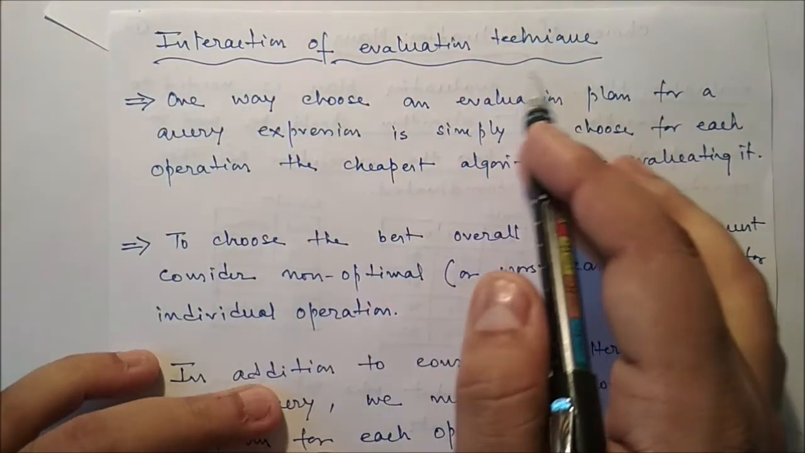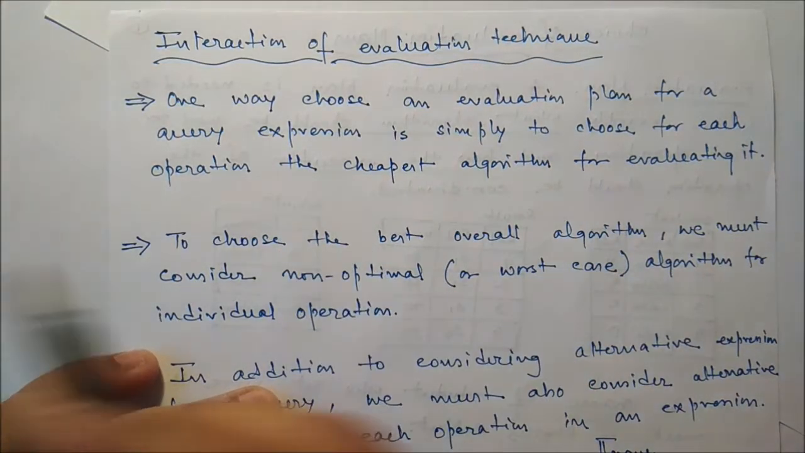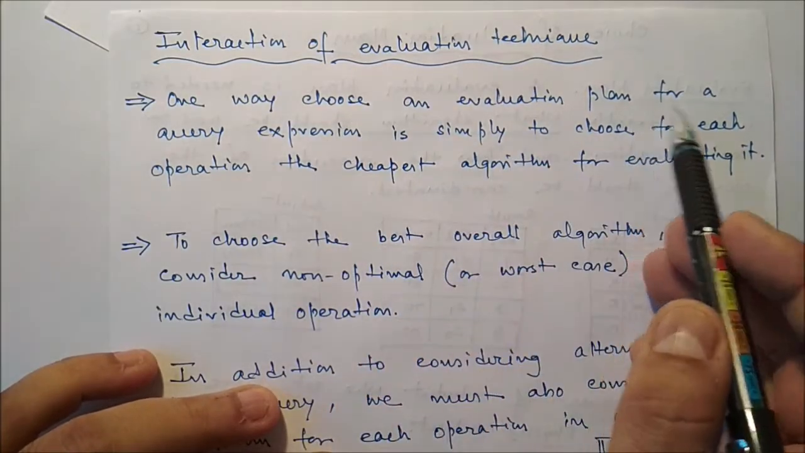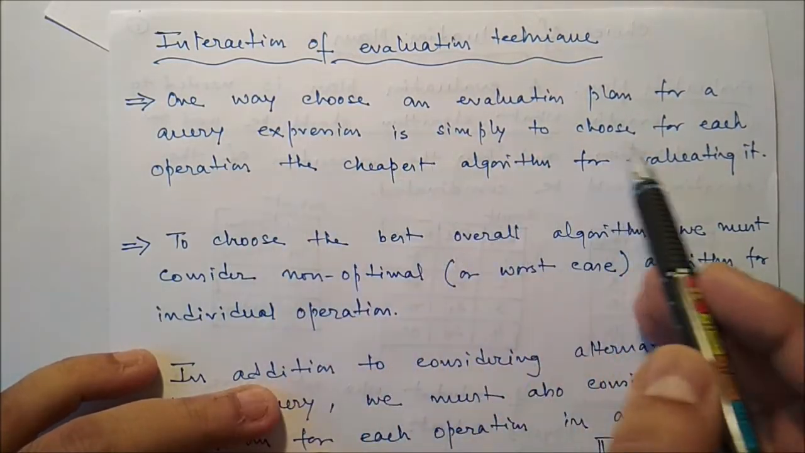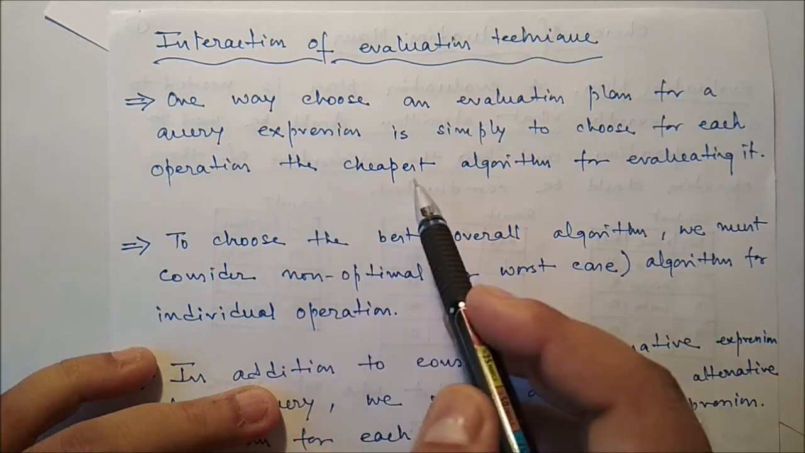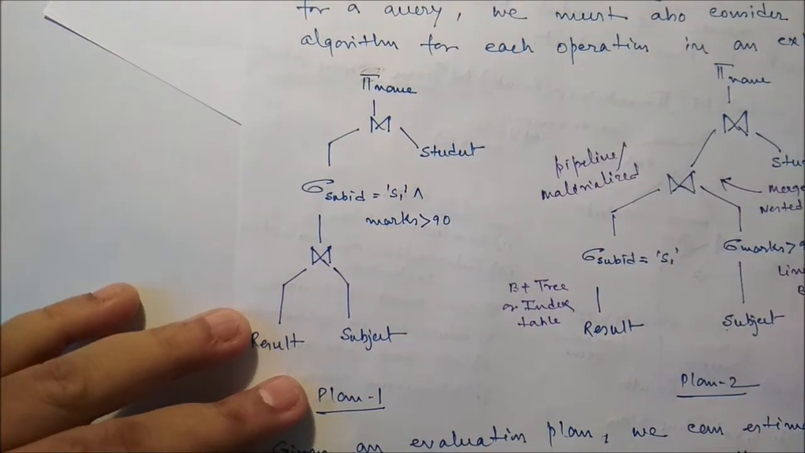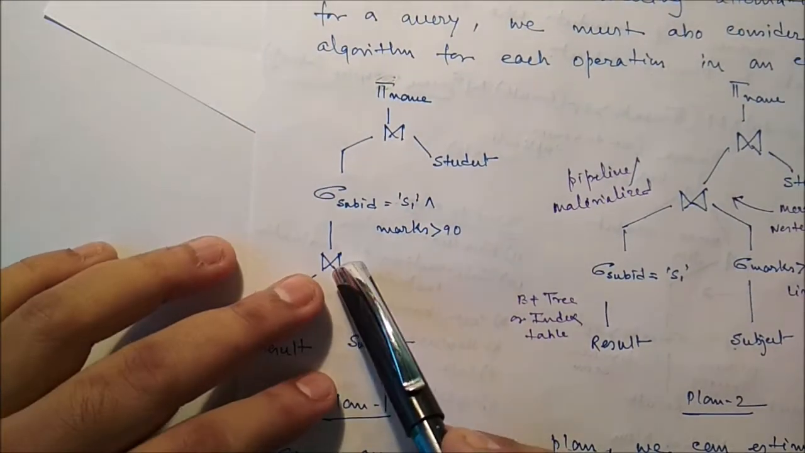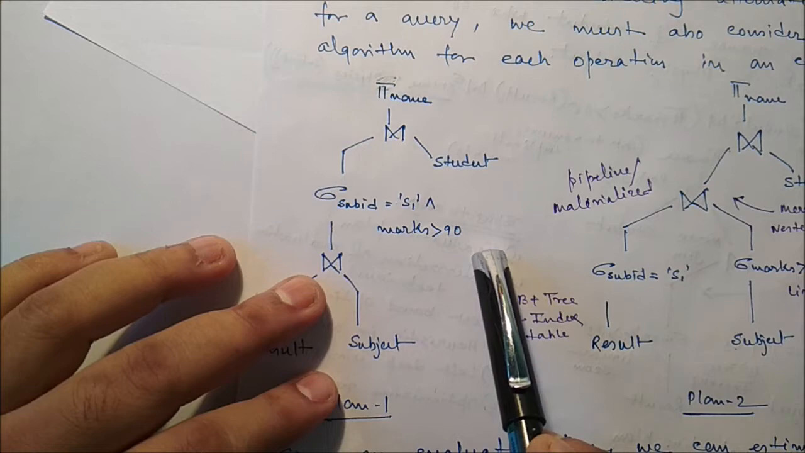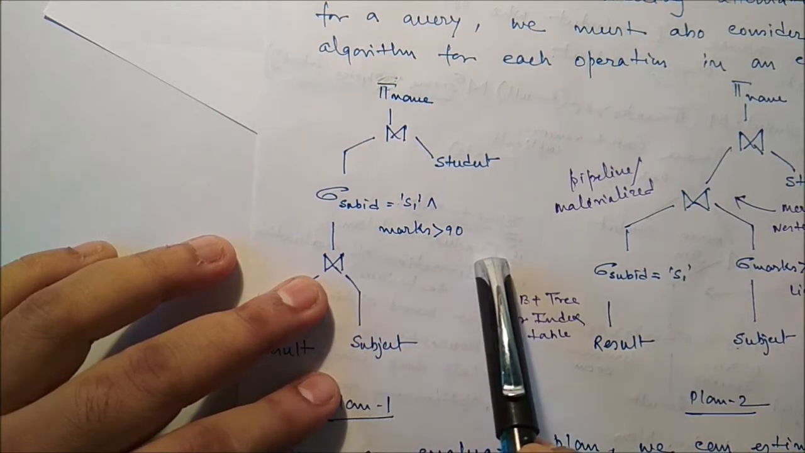Next, introduction of evaluation technique. Now, one way to choose an evaluation plan for a query expression is simply to choose, for each operation, the cheapest algorithm for evaluating it. That means, say we have to implement a join. Various joins are there, so which one? Take the cheapest one.